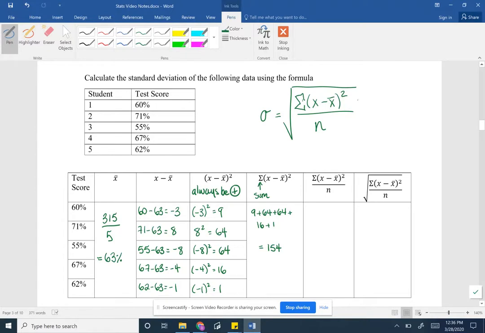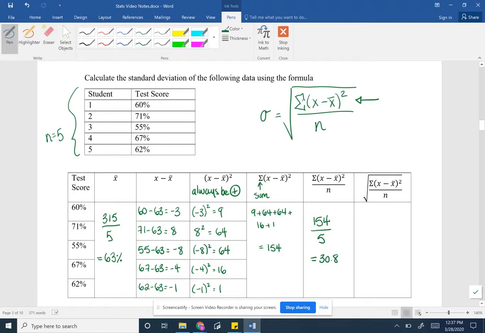All right, so what we've done now is this top part of the formula. We need to now deal with the rest of it. So we're going to take this answer and we're going to divide it by the number of people that were taking that test. Well, n in this case is how many students we're talking about. N in this case is equal to 5. So we're going to take our answer from the previous part and we're going to divide it by 5. What we get there as an answer is 30.8.